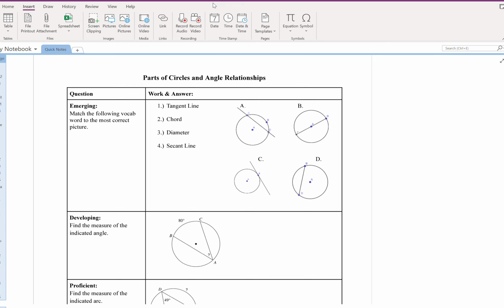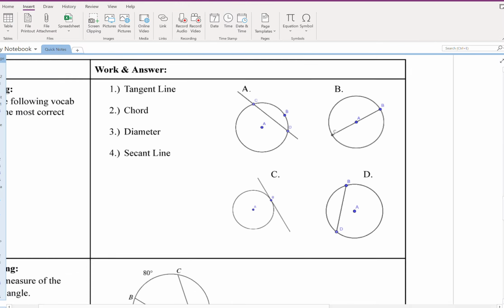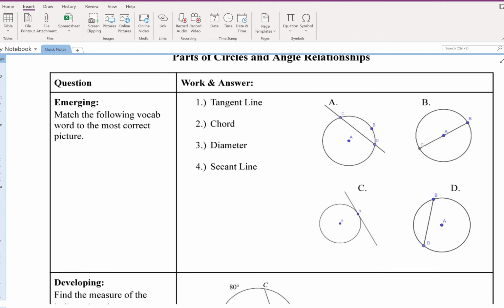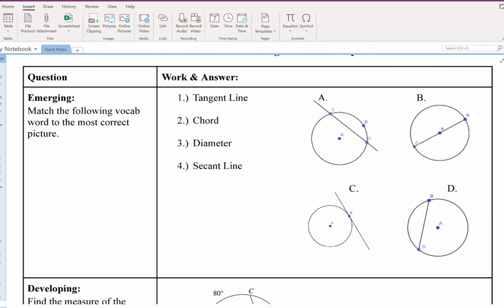This is a video about the parts of circles and angle relationships as they pertain to parts of circles. First off, on this first problem, we've got tangent line. It says match the following vocab word to the most correct picture.